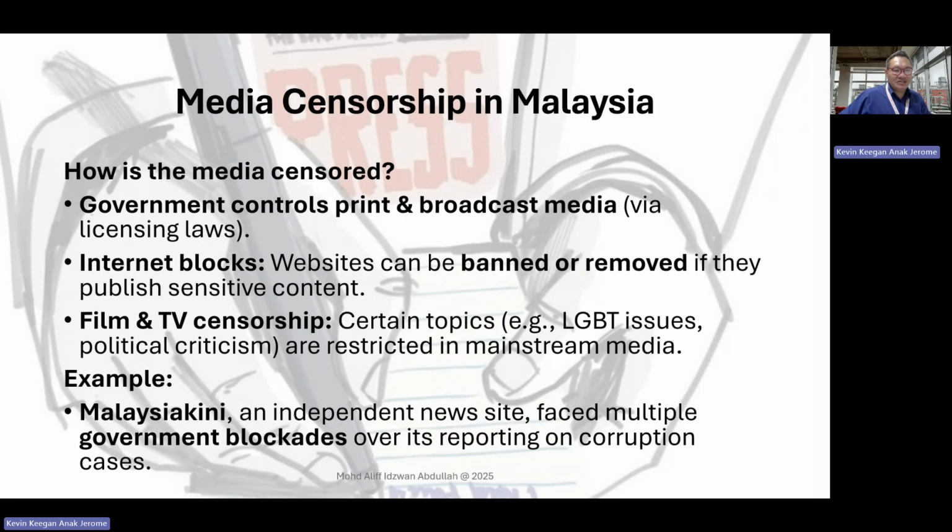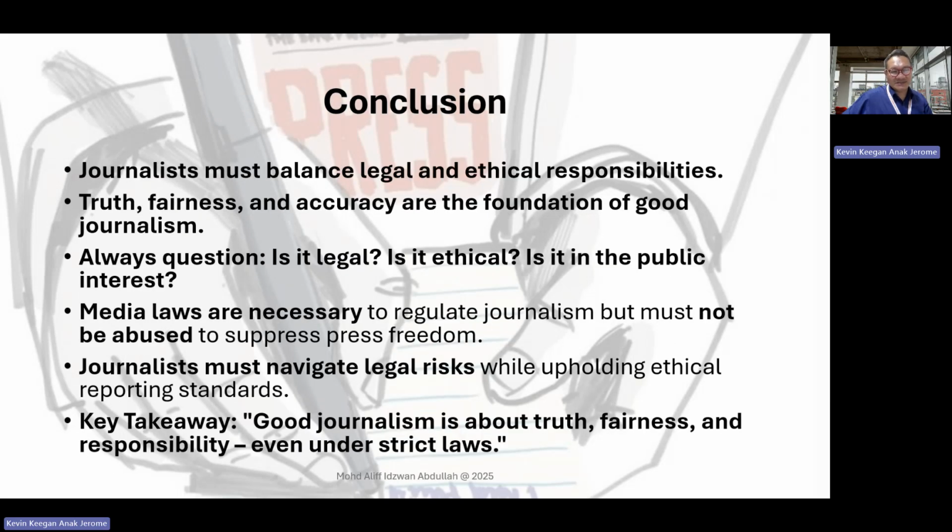And media censorship in Malaysia. Okay. Government controls print and media, internet blocks, film and TV censorship. For example, Malaysiakini, the news site, has faced multiple government blockades for reporting on corruption cases.